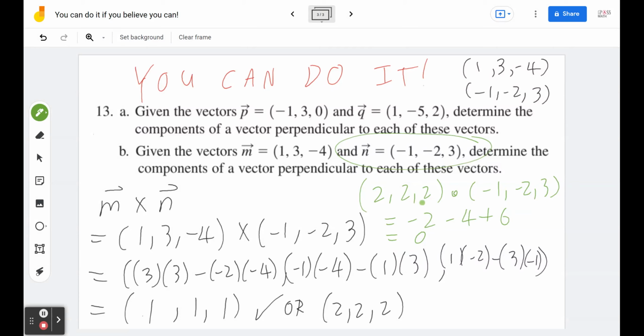So this means the answer is perpendicular to vector n. And I trust that when you double check it with vector m, it's going to be the same thing. So again, infinitely many answers, any scalar multiple of 1, 1, 1 is going to work.